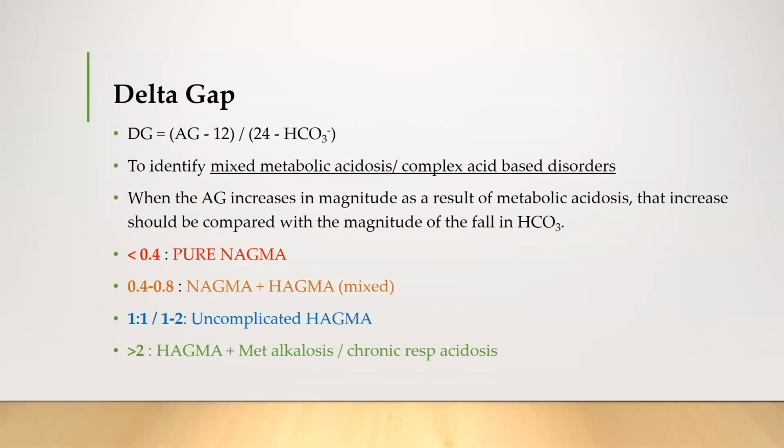Because if the value is actually less than 0.4, which means the anion gap is low. So when the above is low, it will create a very low value. So, less than 0.4. If it's 0.4 to 0.8, it's actually NAGMA and HAGMA mix.